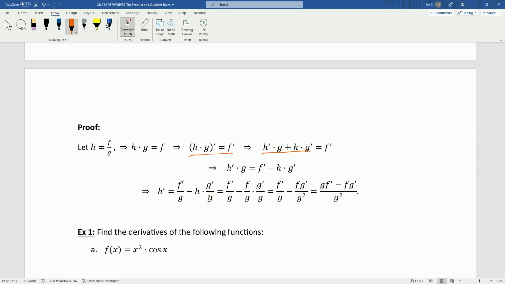And now, what are we going to do? Well, we've got h prime written like this, but we don't want h here. So we replace h with the original function f over g, which is what we defined h as. Now we've got f prime over g minus f times g prime over g squared. And so now all I've got to do is multiply this other guy by g, and now both of these are over g squared, and I can combine my fraction. And I get g times f prime minus f times g prime over g squared.